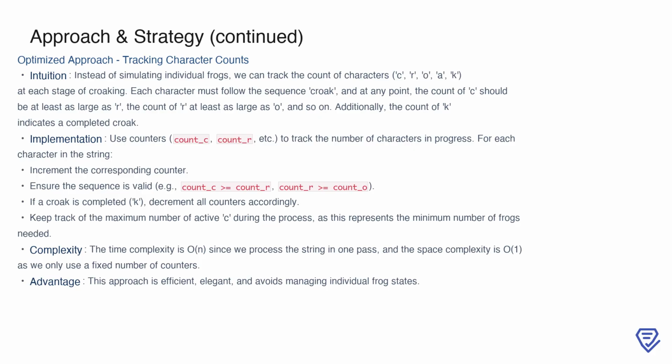As we process each character in the string, we increment the corresponding counter. If a K is encountered, meaning a croak is completed, we decrement all the counters to signal the reset of that frog sequence. Throughout the process, we track the maximum number of active C characters, as this directly represents the minimum number of frogs needed. This approach is highly efficient, with a time complexity of O(n) and a space complexity of O(1), as it only requires a fixed number of counters.